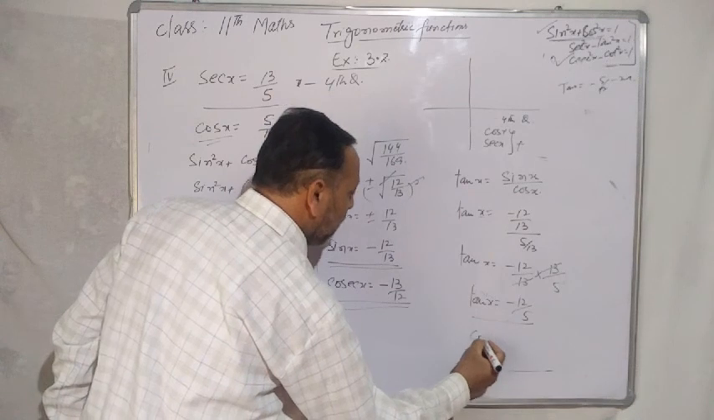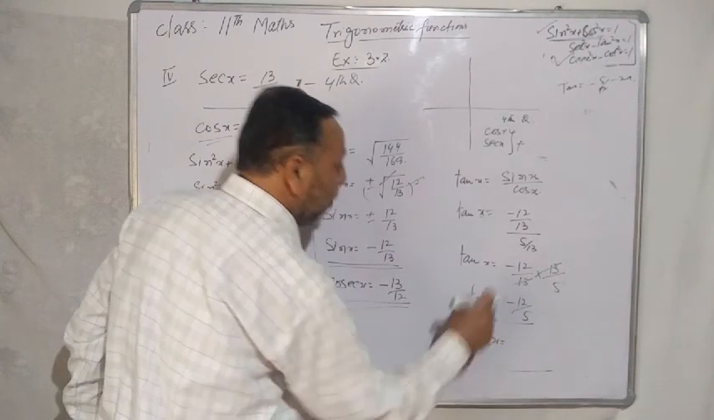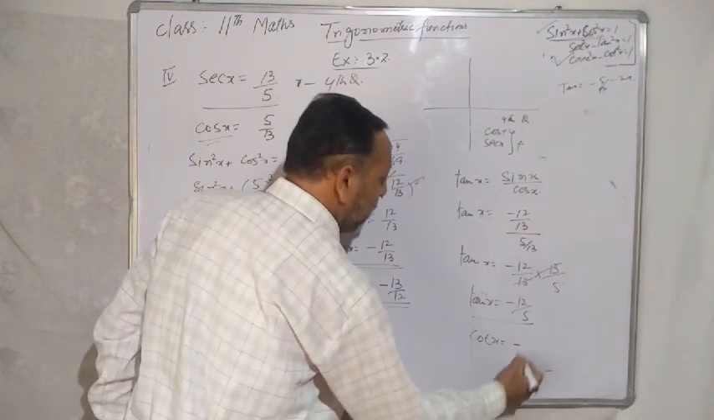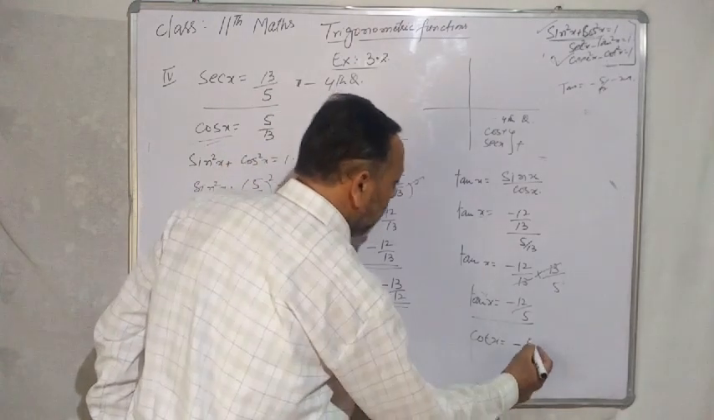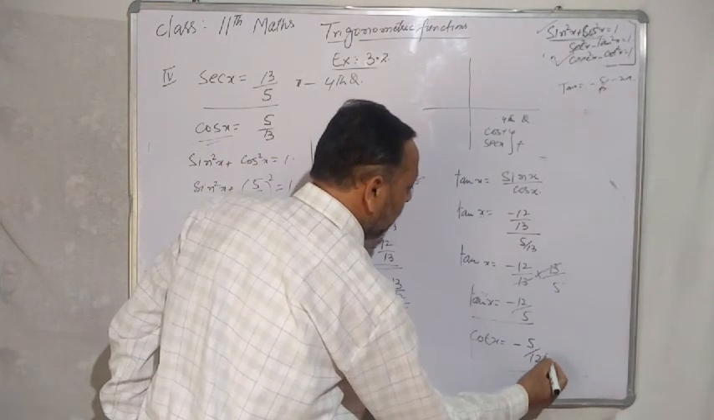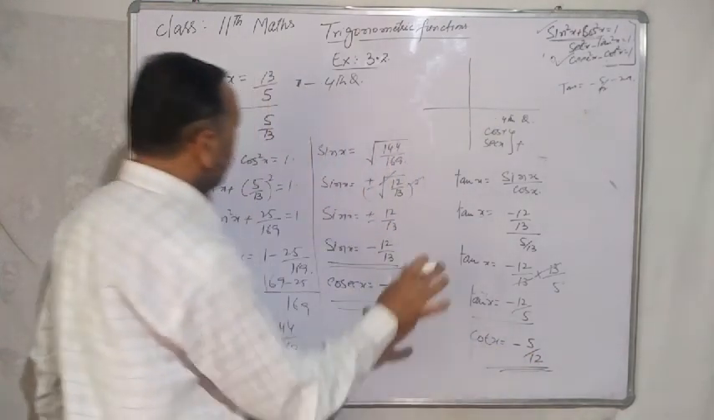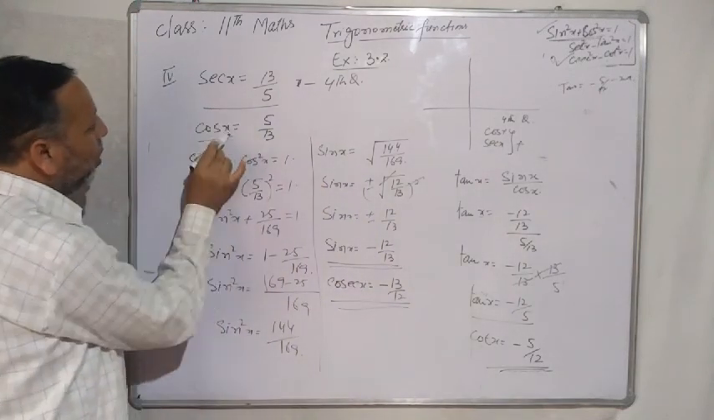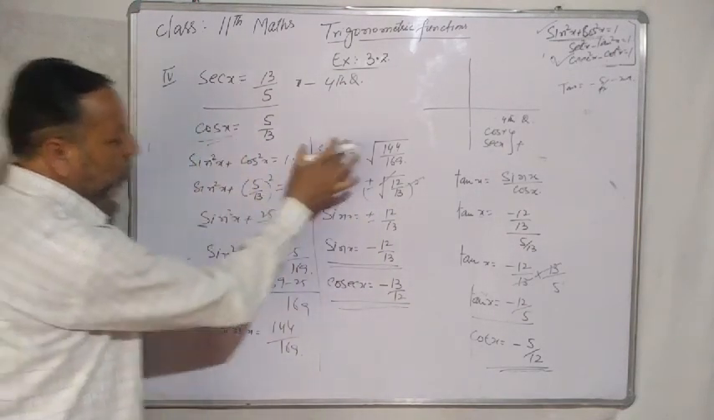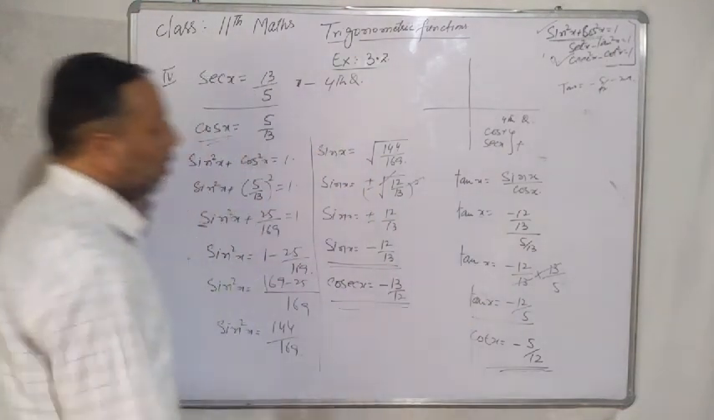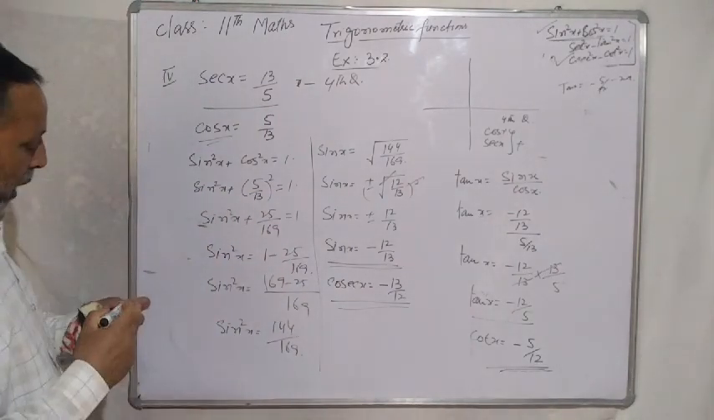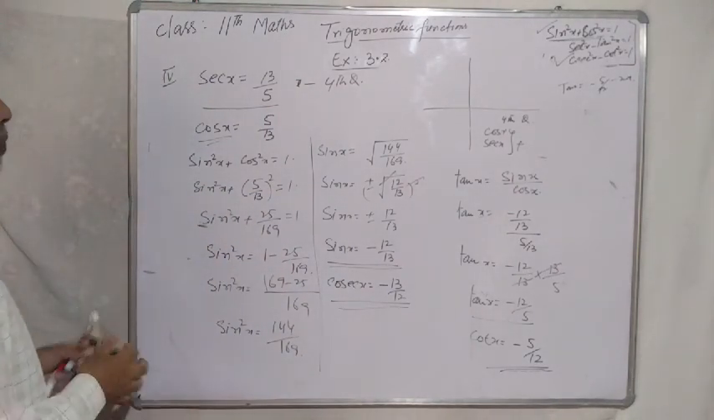And now cot x. It is the inverse of tan. So minus 5 by 12. This is cot. So therefore, only sec and cos are positive, others are negative. Pause the video and note it down. Let's move to question number 5.